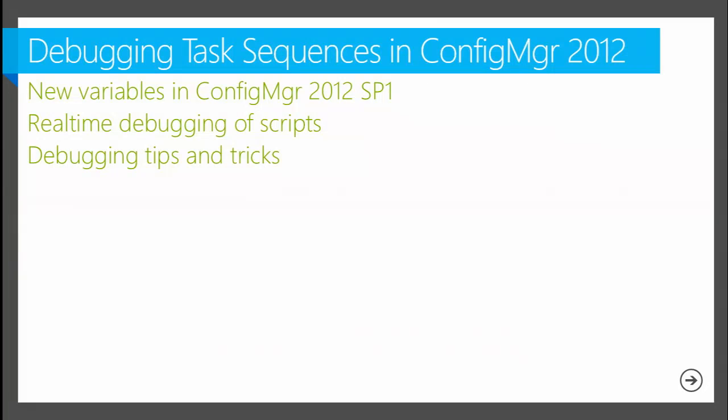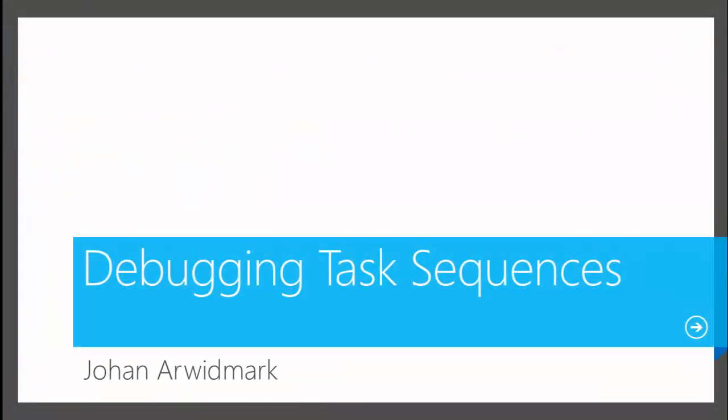Now, in Config Manager 2012 SP1, Microsoft added, it's actually 9 variables, but it's only 7 that you actually can do something with, because the first 2 are read-only. But I will talk a little bit about them, and then I'll just simply dive into a demo on how to troubleshoot and debug your sequences.